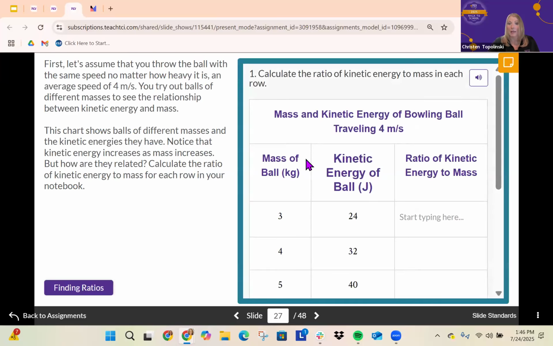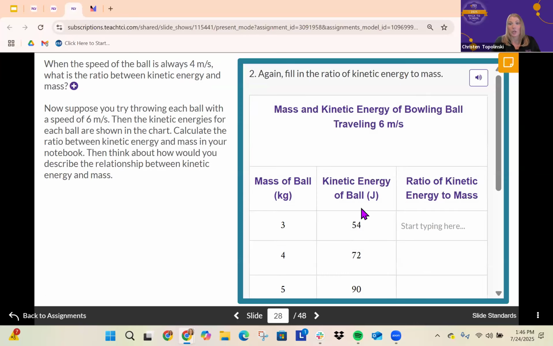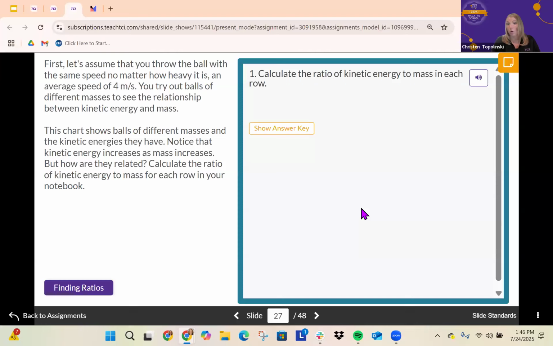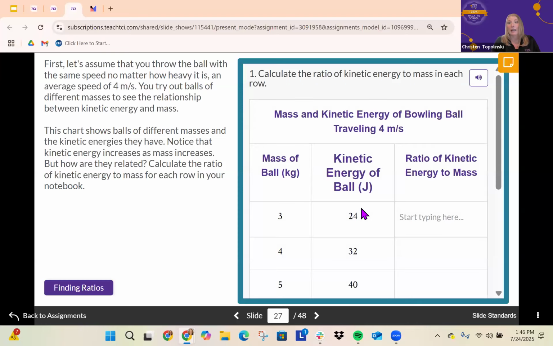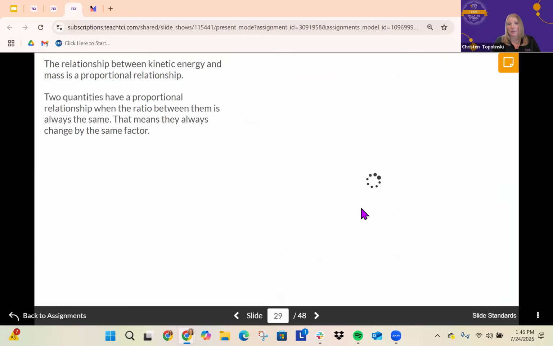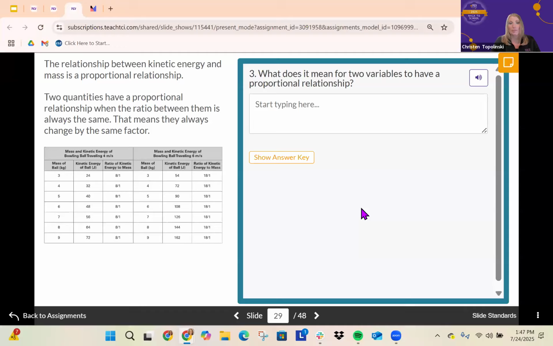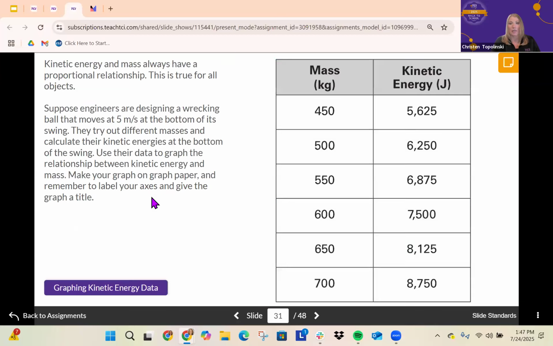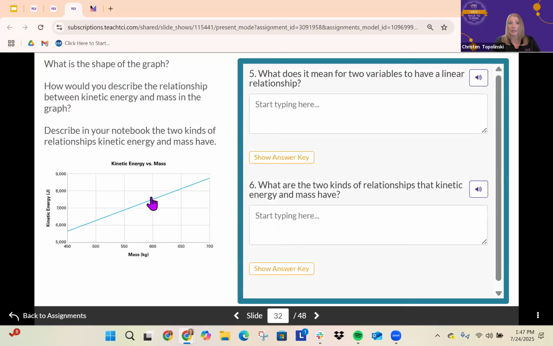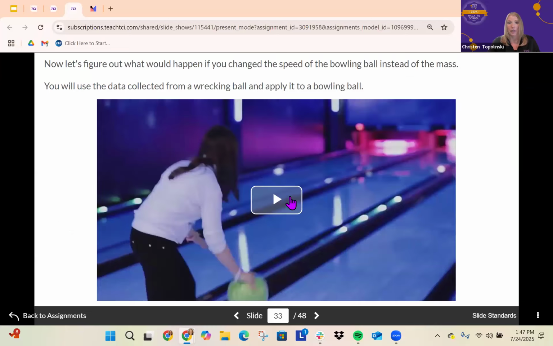So they're looking at the mass of the bowling ball and the kinetic energy that it has, and they're trying to find the ratio of mass to kinetic energy. That one was at 4 meters per second. They're then going to look at 6 meters per second and what happens. So I'm going to show you here both the 4 meters and the 6 meters, the data that was there, and they're looking for that proportional relationship. And then as they go in, they find that kinetic energy and the mass of the bowling ball are directly connected. And again, you can watch these videos.